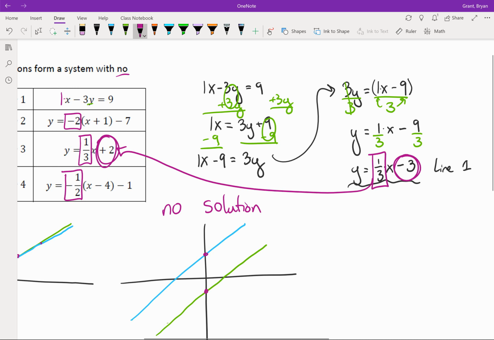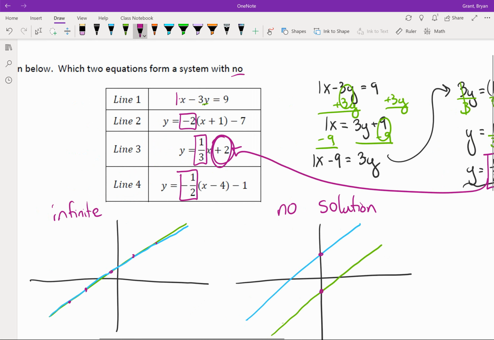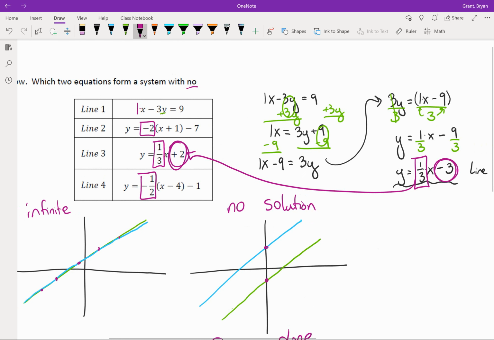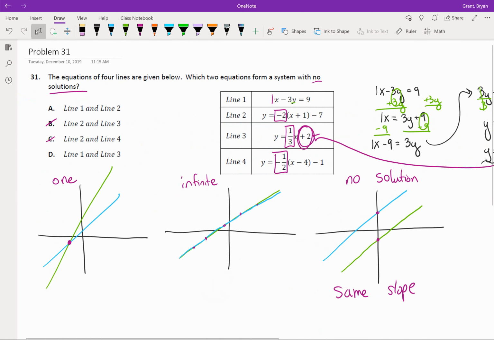If they'd have the same y-intercept and the same slope, then they would have been the exact same line, and the same line would have had infinitely many solutions. So keep an eye out for that. Line 1 and line 3 are the ones that make no solution because they're parallel and never cross. The answer then has got to be D.